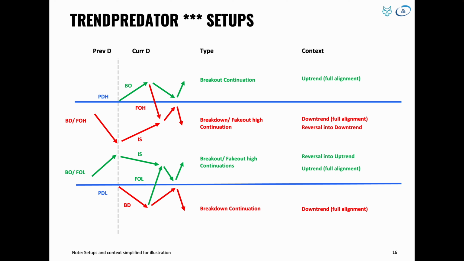So here now are 2 pages that show you the most important setups of my system, and also how TrendPredator identifies them. So that's the 3-star setups. All the best setups are now on this page. It's a bit simplified, so there are of course a couple of setups behind that, but just for illustration, this works quite nice, I think.